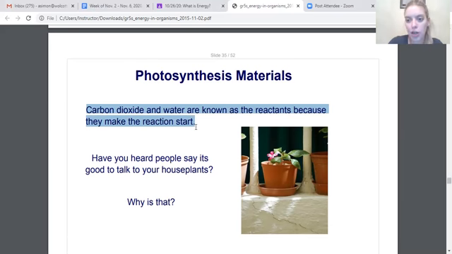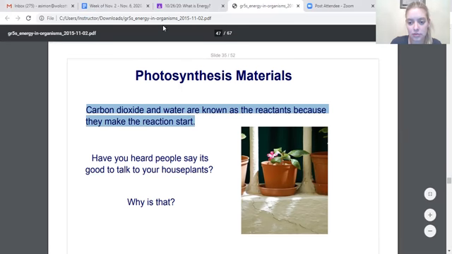All right, so you might have heard before that it's good to talk to your house plants. Why do you think it would be good to talk to your houseplants? Think about what we breathe out. Well, we breathe out carbon dioxide, and if plants need carbon dioxide in order to perform photosynthesis, obviously, if we talk to our plants, we're actually giving them carbon dioxide. So it's kind of funny. It's actually good to talk to your houseplants because you're giving them carbon dioxide. All right, moving on.